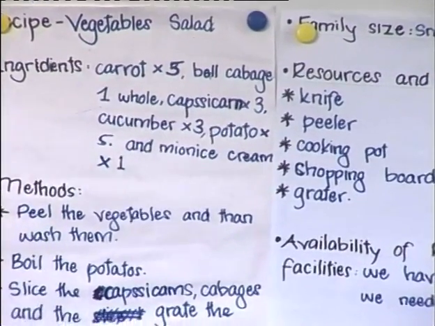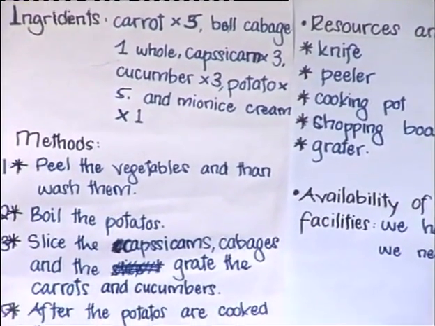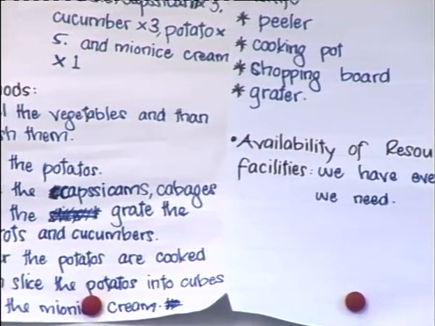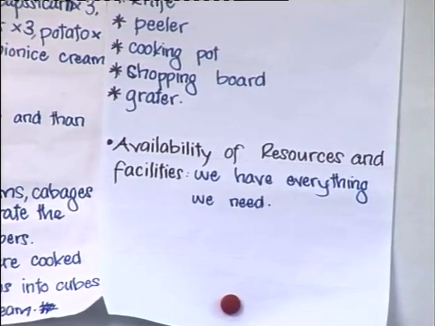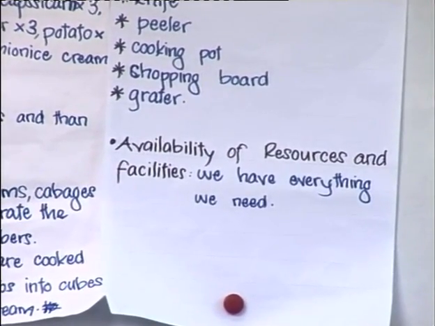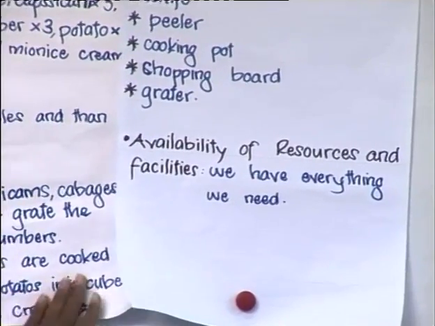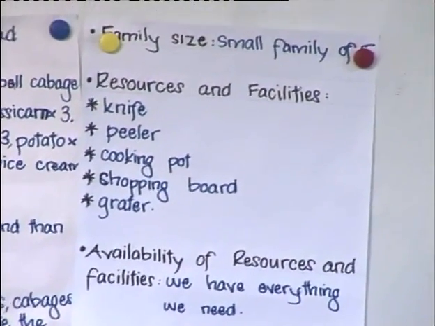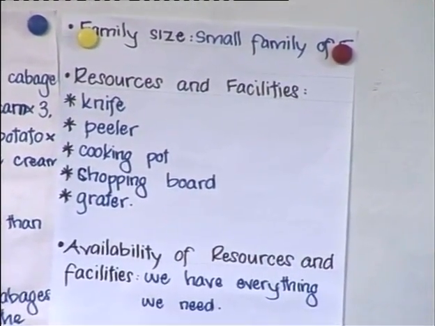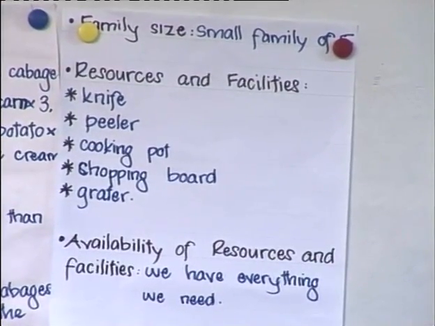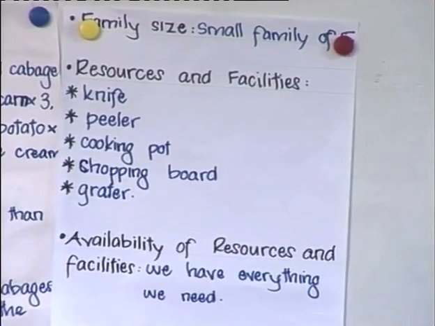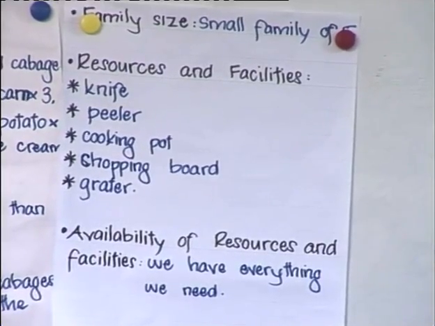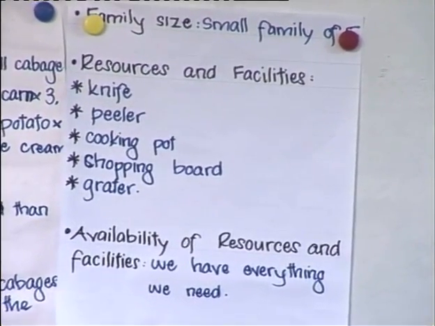Our methods are: peel the vegetables, then wash them, boil the potatoes, and slice the capsicums and cabbage, and grate the carrots and cucumbers. After the potatoes are cooked, slice the potatoes into cubes. Add the mayonnaise cream. The family size is a family of 5. Our resources and facilities are knife, peeler, cooking pot, chopping board, and grater. The availability of resources and facilities is that we have everything we need.